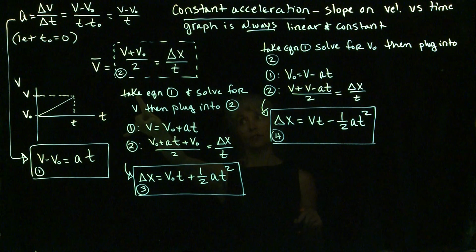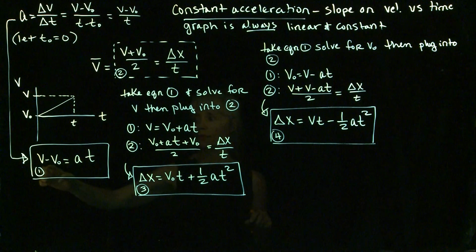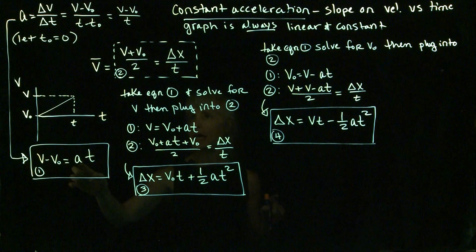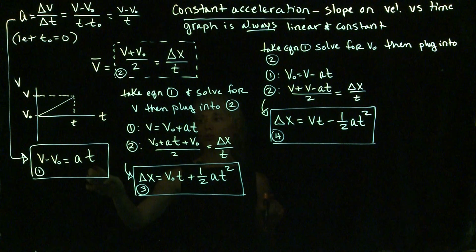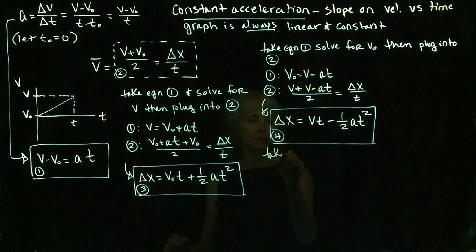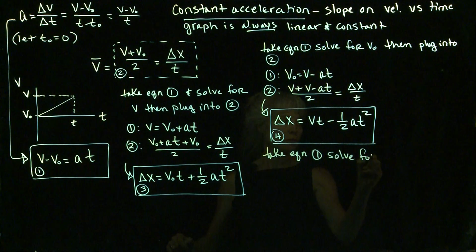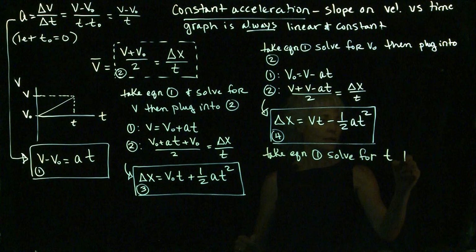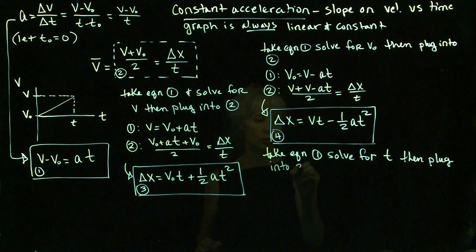So notice we're just starting off with these two equations, and we're just weaving them together to generate these other equations. So we've substituted equation 1 out for v, also for v naught. A doesn't appear in equation 2, so that's not going to be useful, but t does appear in equation 2. So I can take equation 1, solve for t, and then plug that into equation 2.